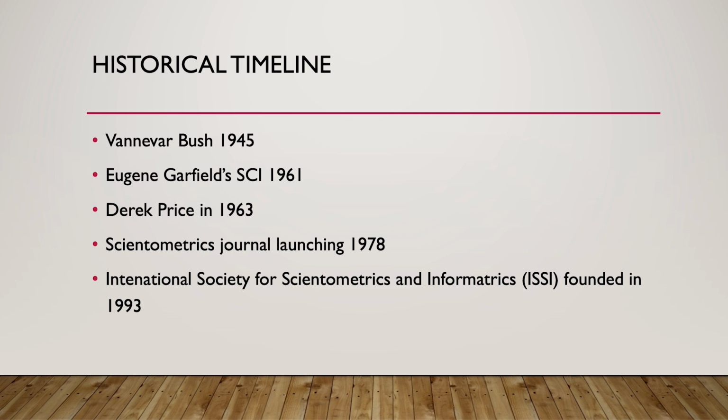Then we have Derek Price in 1963, and in 1978, a very important journal for us, Scientometrics. The sole purpose of this journal is to focus on bibliometric analysis. And then we see that the International Society for Scientometrics and Informetrics, ISSI, was founded in 1993. So these are the historical timelines.